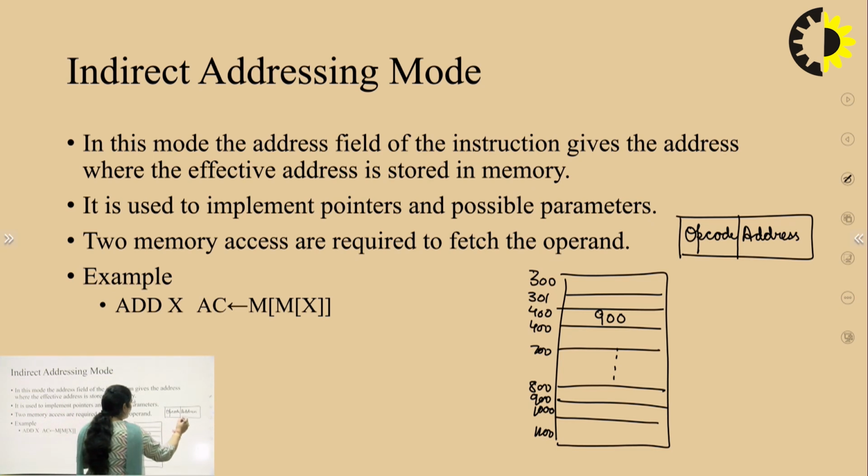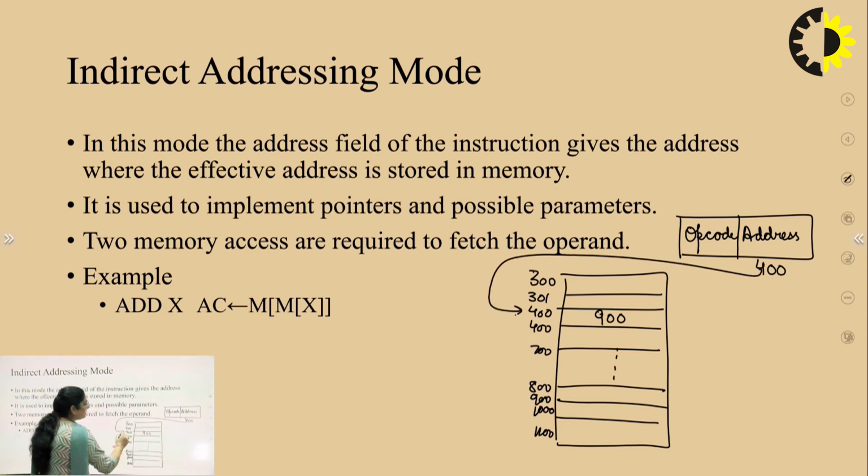For example, let's say the value here was 400. It gives the address of the memory location. That means it gives the address 400. We'll go to that memory location where the effective address is stored in the memory. Now what is an effective address? Effective address is the actual address where the operand is lying. We have many types of addresses, so effective address is the ultimate address where the operand is actually lying in the memory.